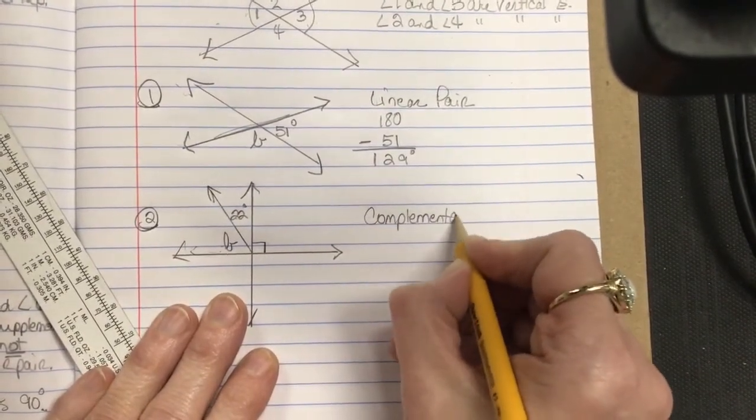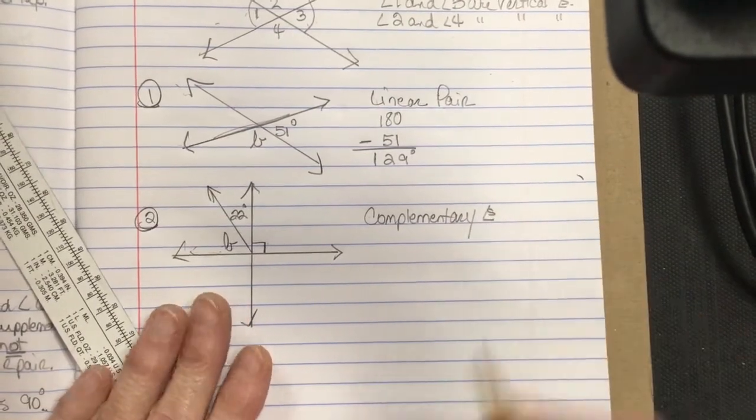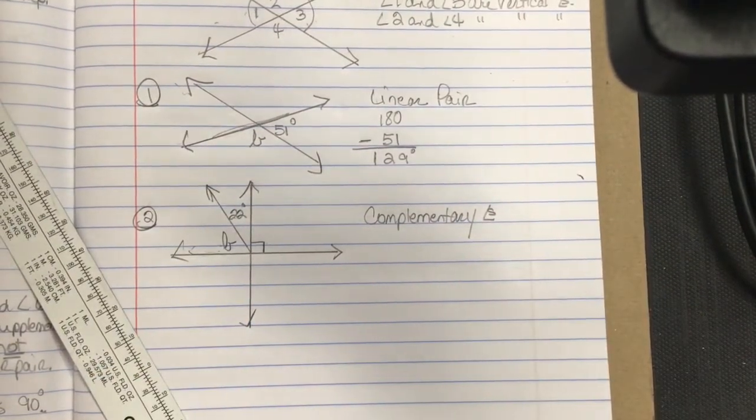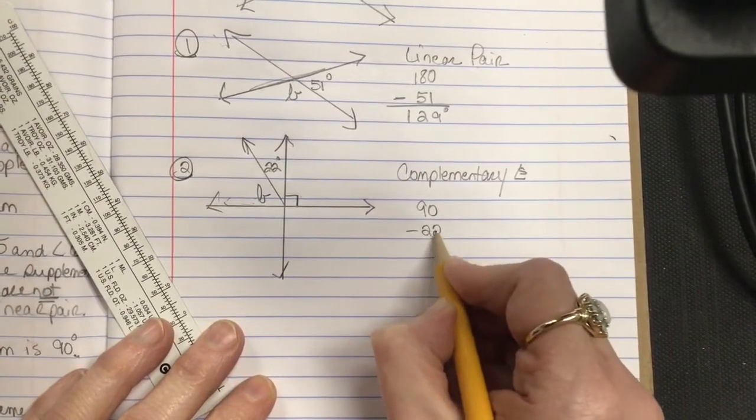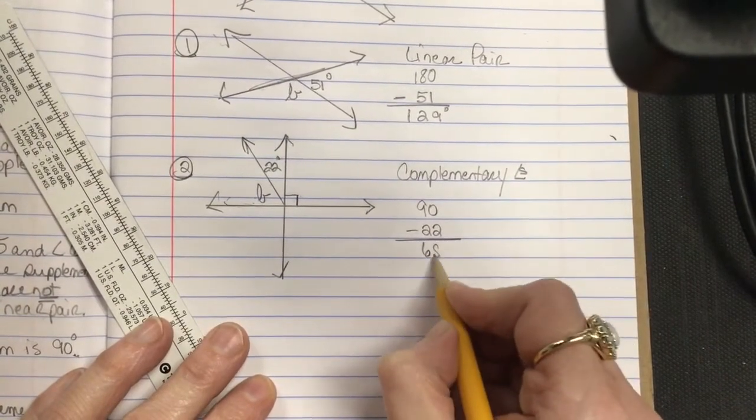Write the whole word. Sometimes I'll let you abbreviate, but you can do angles like that. How are you going to get B? 90 minus 22, and you get 68 degrees.